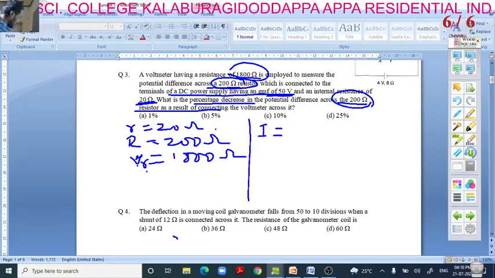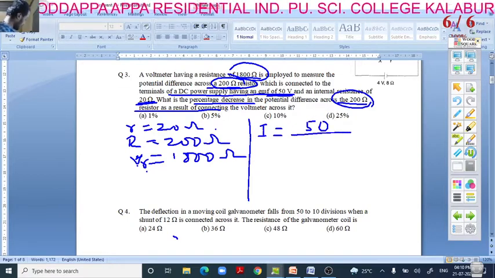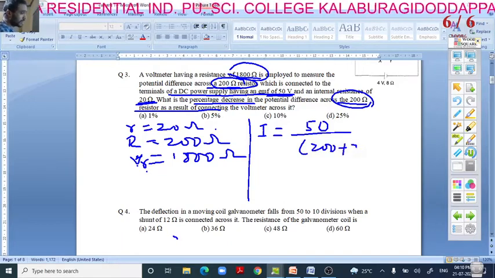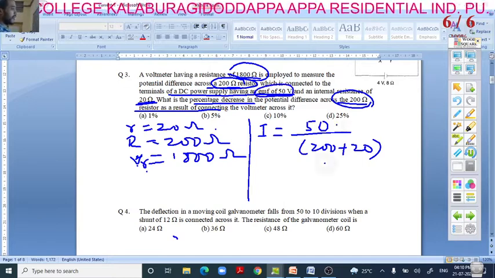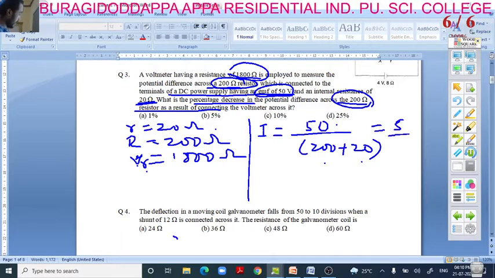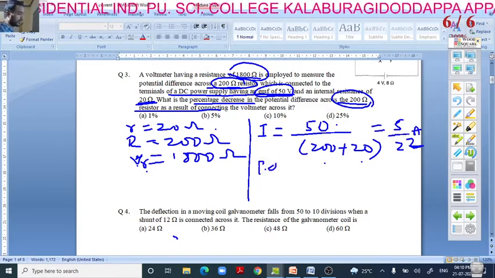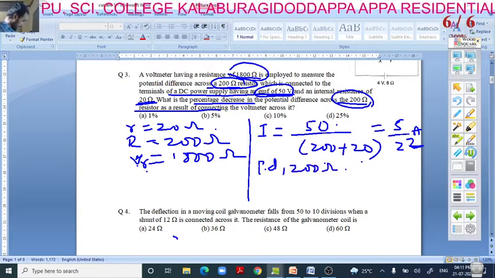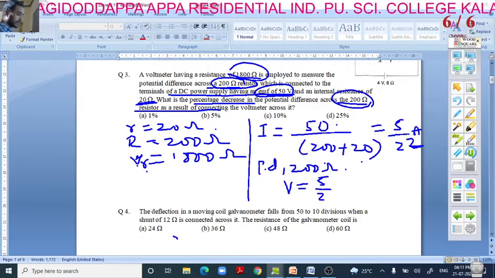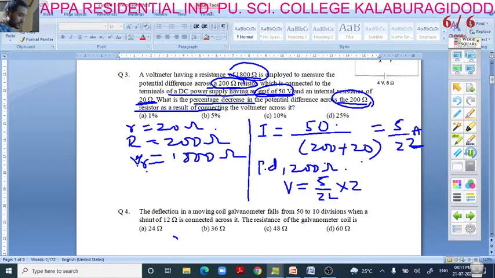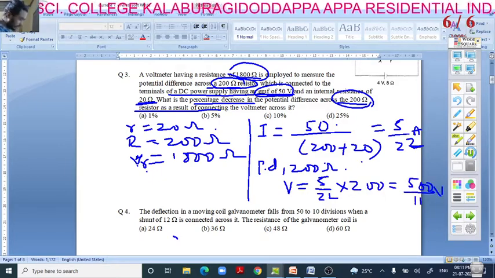First, the current I is equal to, we know this formula, EMF divided by R plus r. The EMF is already given as 50, so 50 divided by 200 plus 20. This is equal to 5 divided by 22 ampere. Now the potential difference across the 200 ohm: V is equal to current into resistor, so 5 by 22 into 200, which is equal to 500 divided by 11 volt, right?